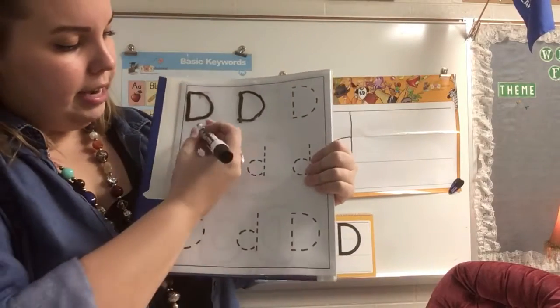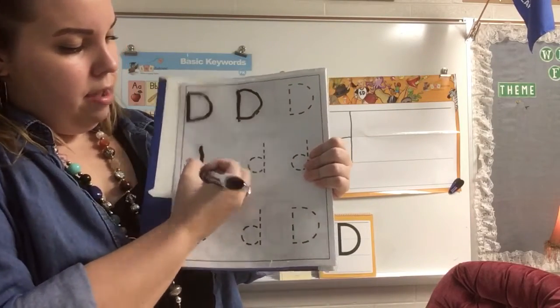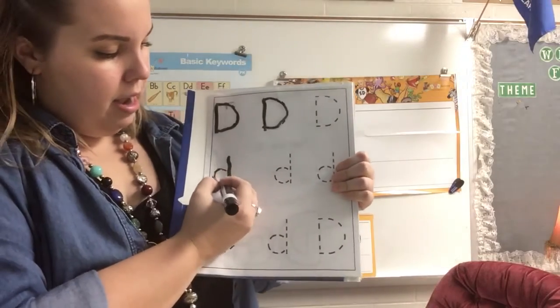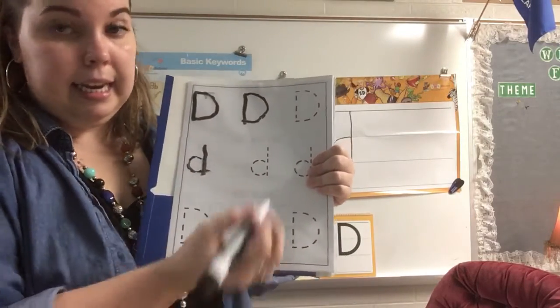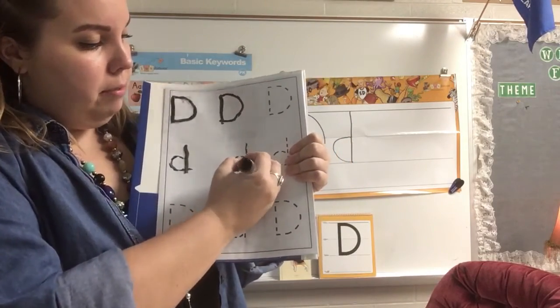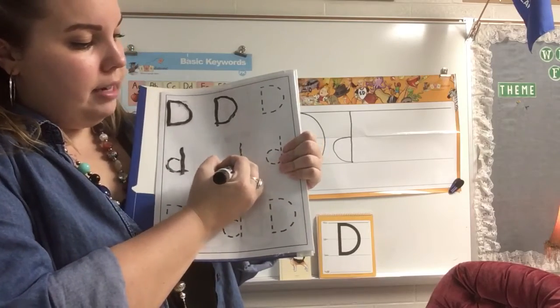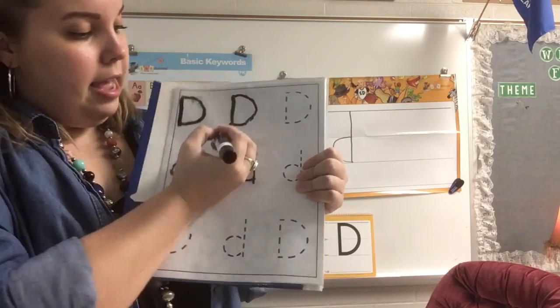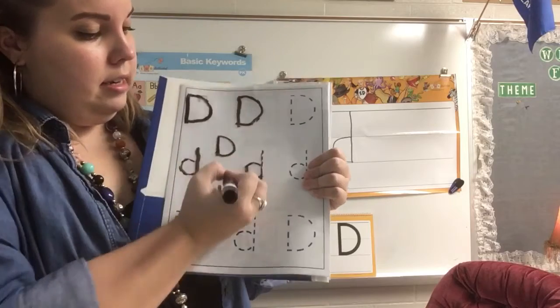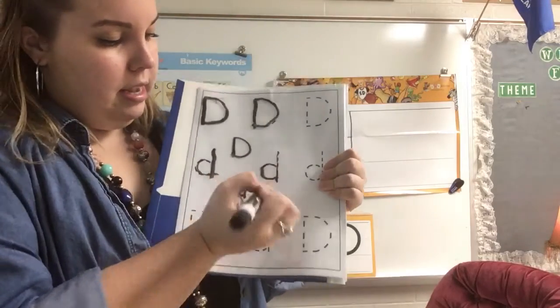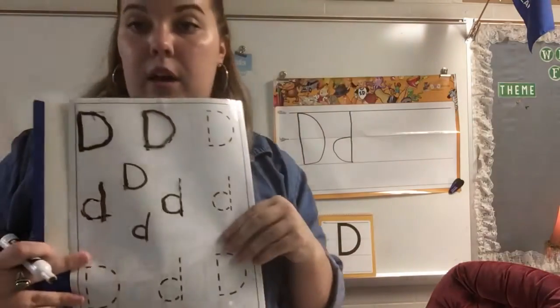Let's do some lower cases. Line down, pick it up, curve around, and stop. Just like I'm making a C. Line down, pick it up, curve around, and stop. Just like I'm making a C. And you can make your D's out in the open all by yourself.